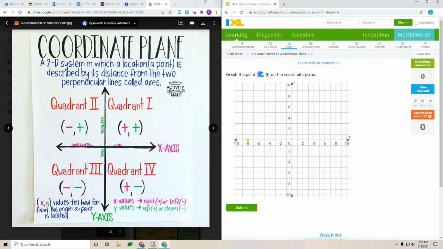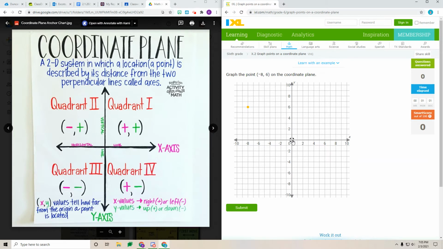Okay, now my second number is +6. So now I'm going to pick up this dot and I'm going to go +6 in the y direction because the second number represents your y direction. So +6 is up on the y-axis. So up 6, 1, 2, 3, 4, 5, 6. And that's where my dot's going to be. I only put one dot on the paper.